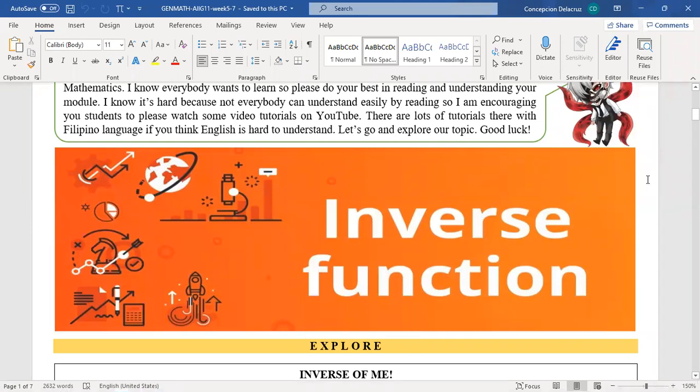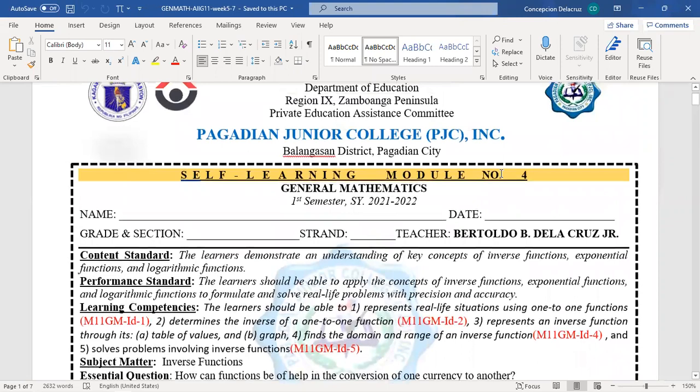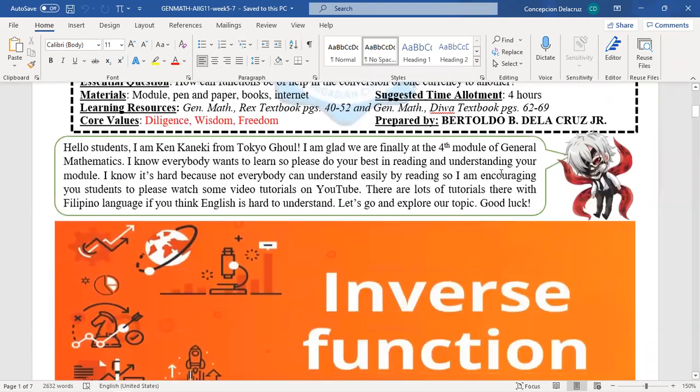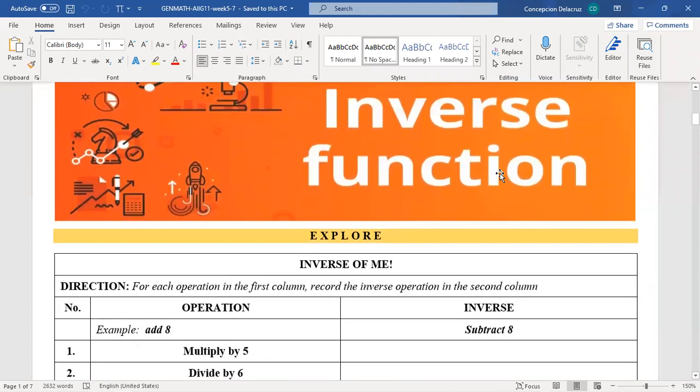Hello, good day, students. So this is module 5, module number 4 of General Mathematics. So our topic is all about inverse function.